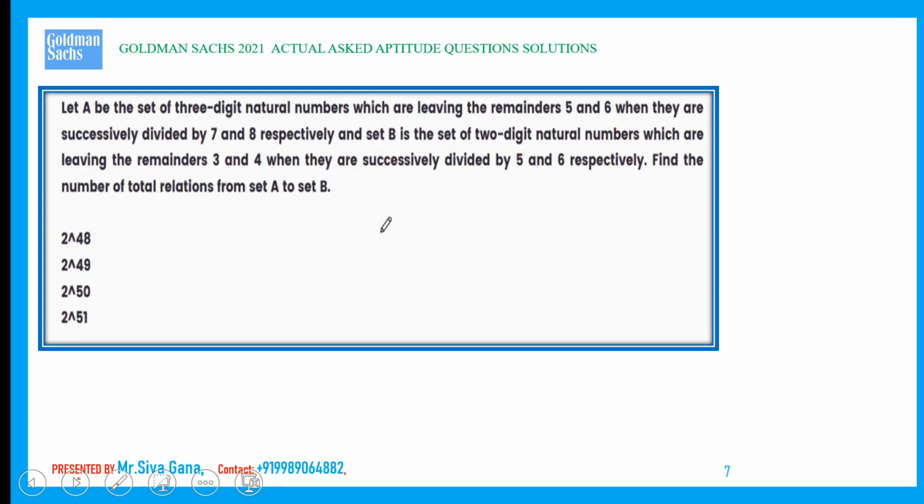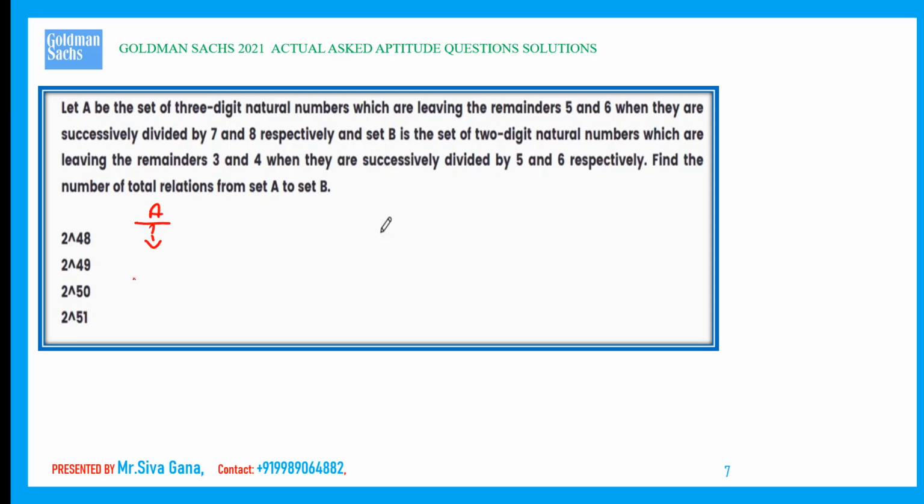Let A be the set of three-digit natural numbers which leave a remainder 5 and 6 when they are successively divided by 7 and 8 respectively. And set B is the set of two-digit natural numbers which leave the remainder 3 and 4 when they are successively divided by 5 and 6. Find the number of total relations from set A to set B. First of all, I will find the number of terms in set A.